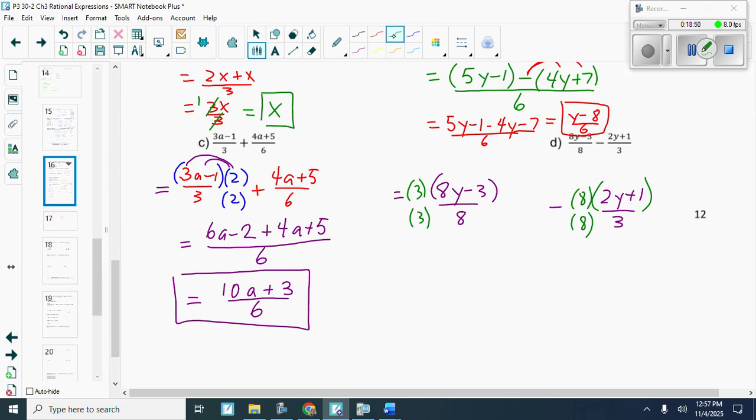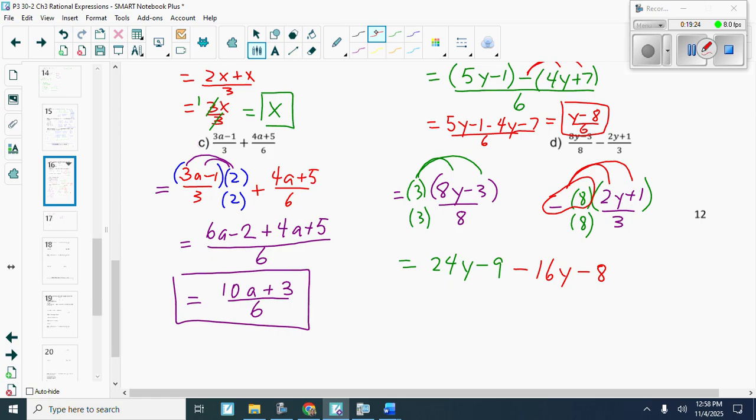So now what happens is we're just going to distribute the 3 through the brackets. So 24y minus 9. Guys, when we distribute this one, we're going to distribute a negative 8 through the brackets. Take the sign with you. So this becomes minus 16y minus 8.